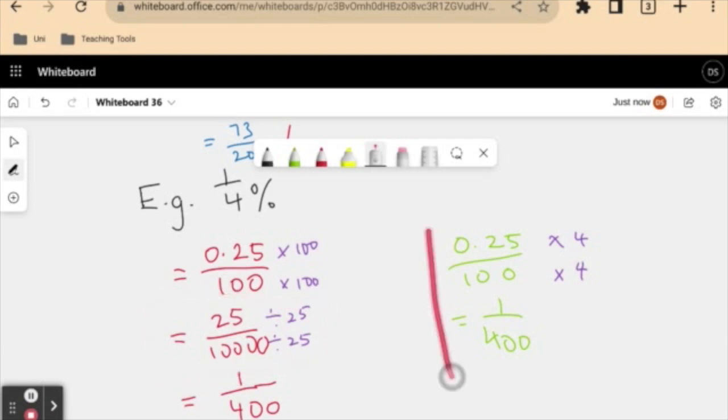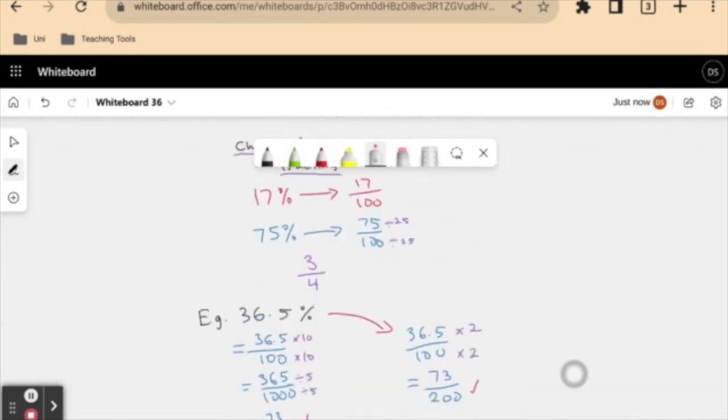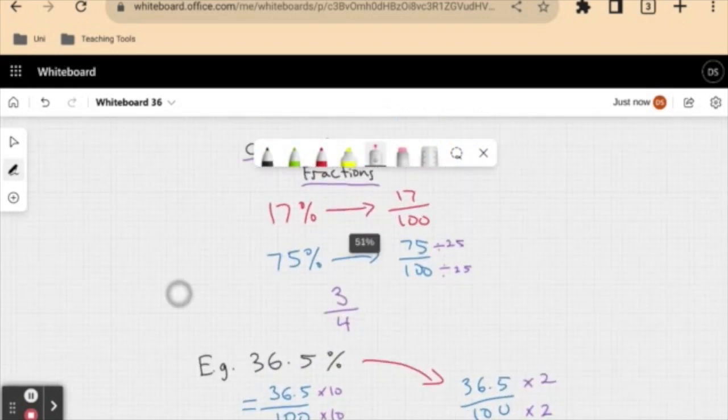And I was able to check it by going, well, I have 4 lots of 0.25. If I take 4 lots of 0.25, that will bring me to the lowest non-decimal value for my numerator, my lowest integer possible, which in turn will produce the fraction in the simplest form. So I hope that helped, but this is how we convert from percentages to fractions.